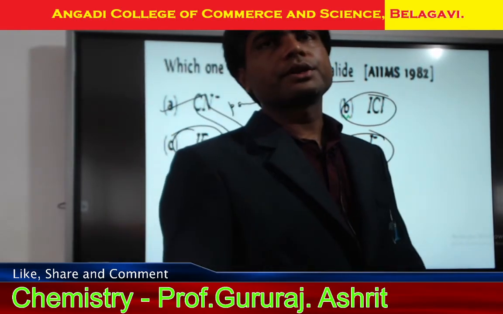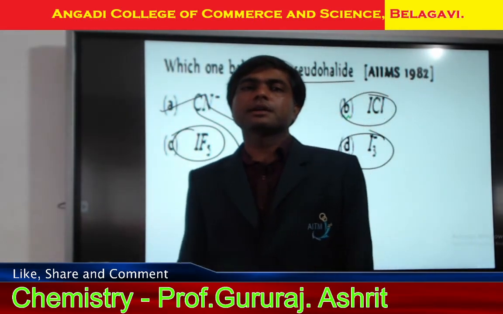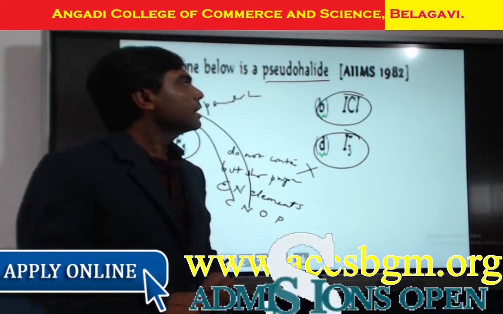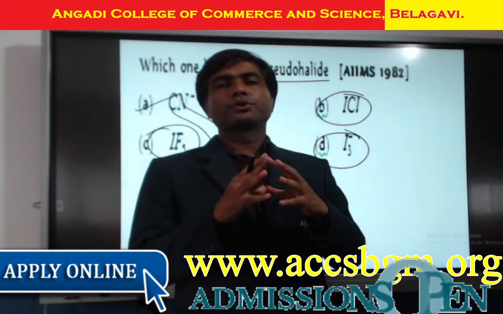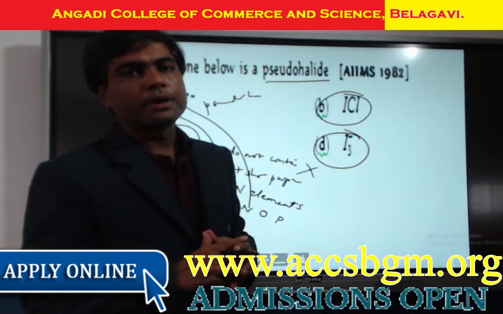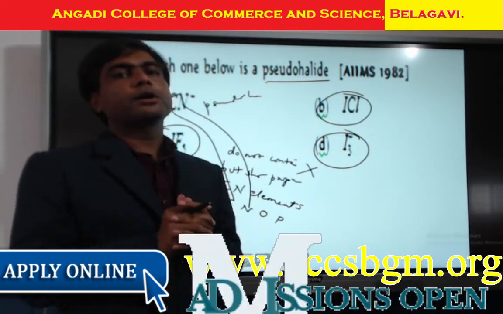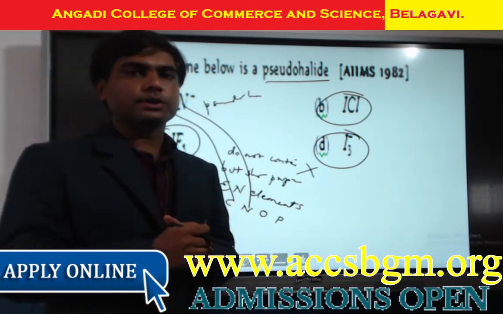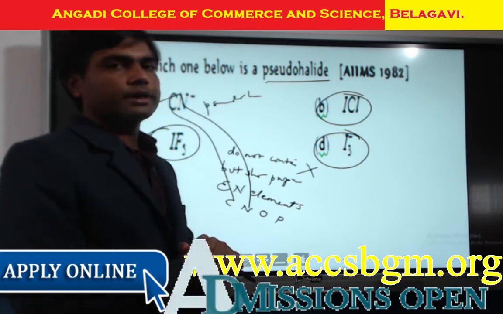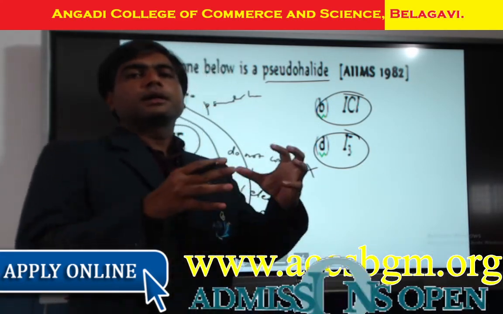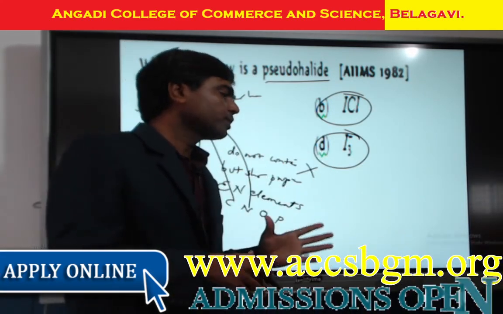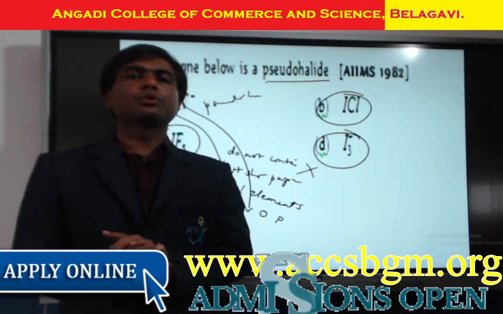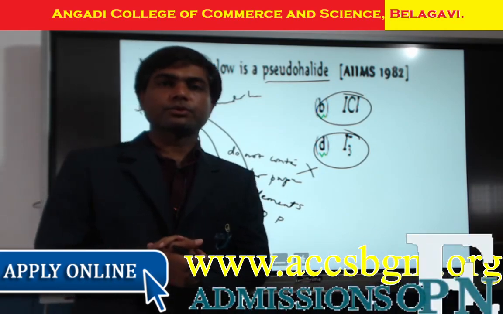Again, I will tell you the definition of pseudo halide and we can end the class. In the next class, we will discuss a new chapter. Pseudo halide ions are the ones which do not contain halogens but show properties like halide ions and should contain the most electronegative elements. Okay, these were a few questions related to p block elements. In this time we have to solve this much only, so you should read first year and second year PUC both. You will get two questions in the objective exams. Okay, thank you.